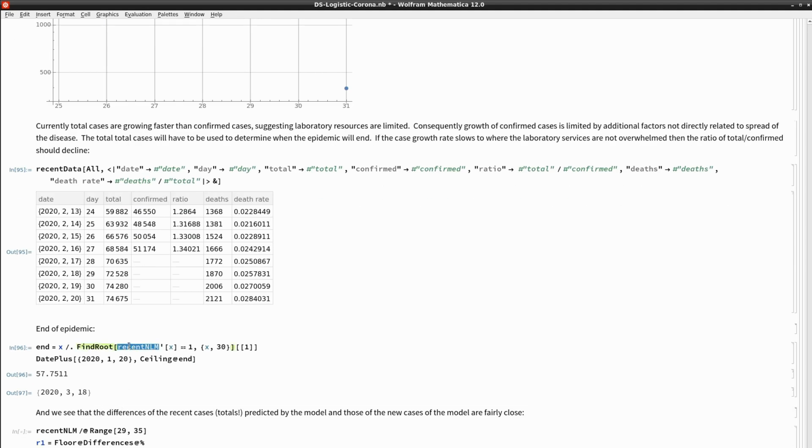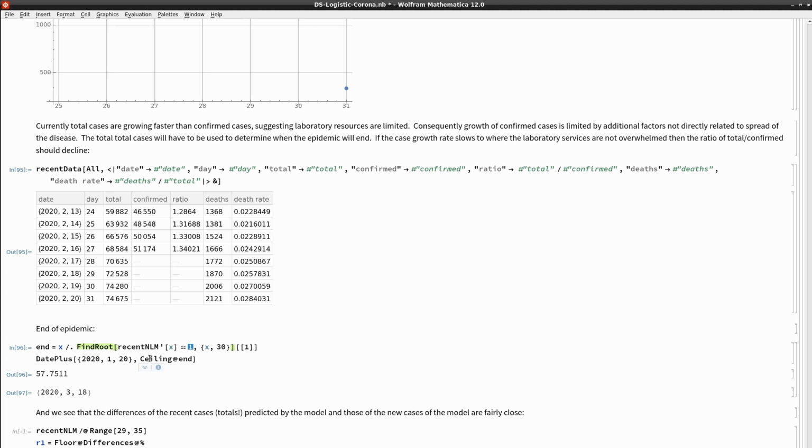Again, we're taking the first derivative of our model and we set it to 1. That means new daily cases would be 1. And that means basically the disease is over. I would accept single digit cases here. I'm setting it to 1.